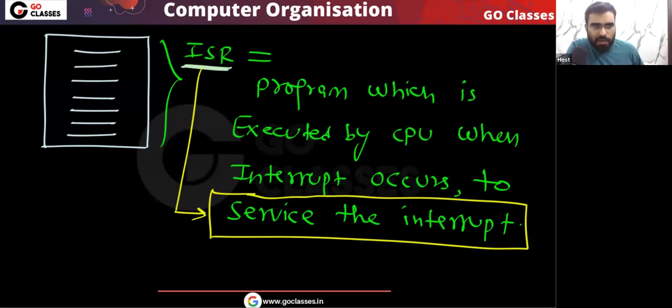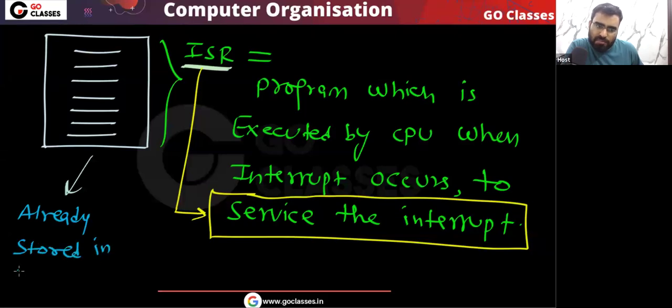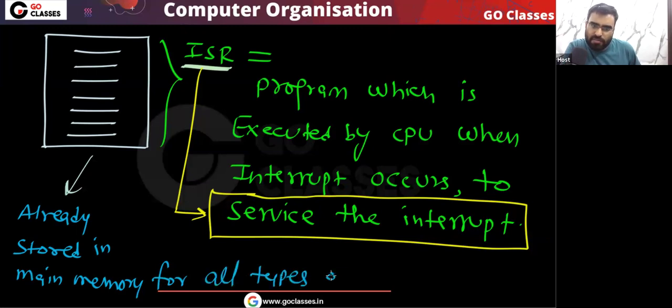Is this clear? One more thing: the ISRs for all the IO devices are stored in the main memory. This program is already stored in main memory, for all interrupts, for all interrupts of all IO devices, for all types of interrupts. Is this clear? So very simple.